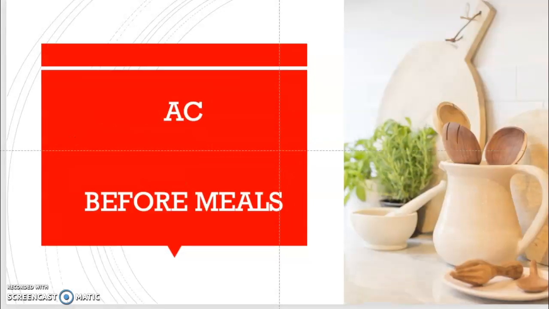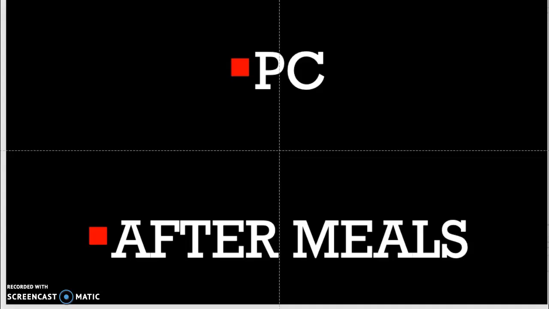AC stands for before meals. Sometimes there are medications that are ordered, and the doctor may write AC, before meals, take this medication before meal, or PC, which stands for after meal. PC, after meal.